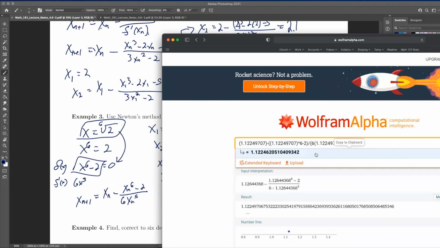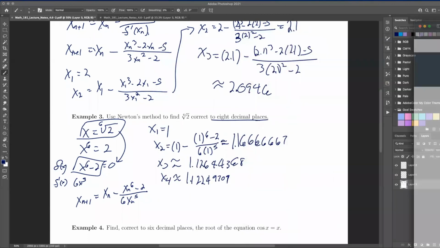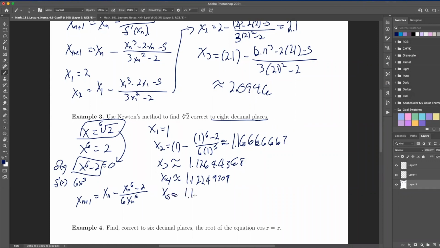All right, so we get this answer here. So we're at x5. So we get x to the 5th is approximately 1.1224625. I would love my calculator to copy the equation and just put it in so you don't have to retype. Yes, I thought that's really nice.